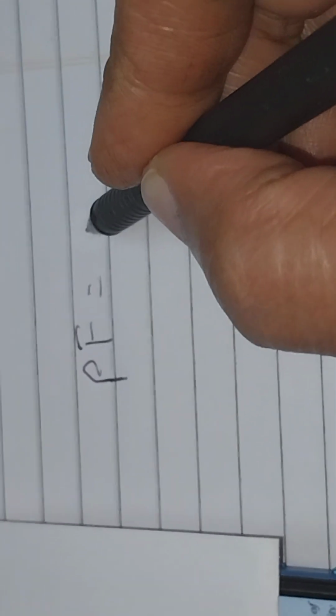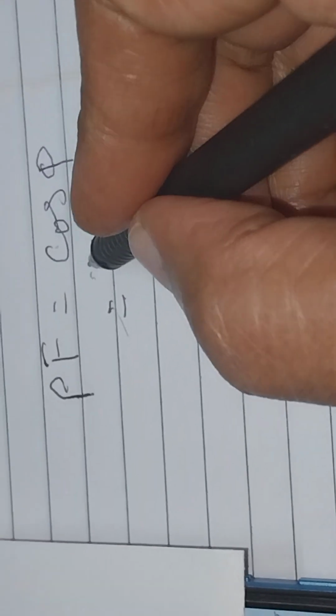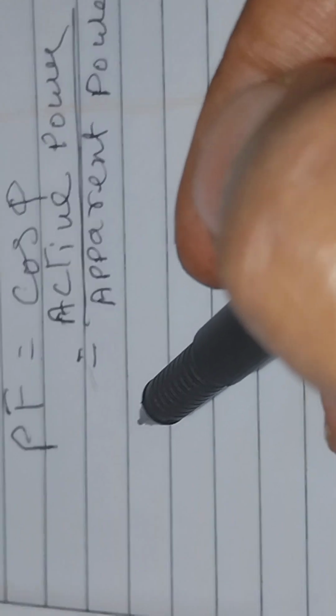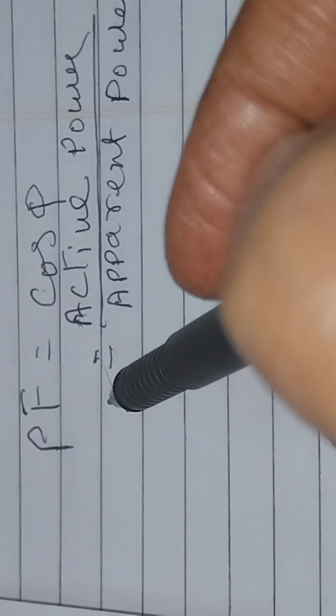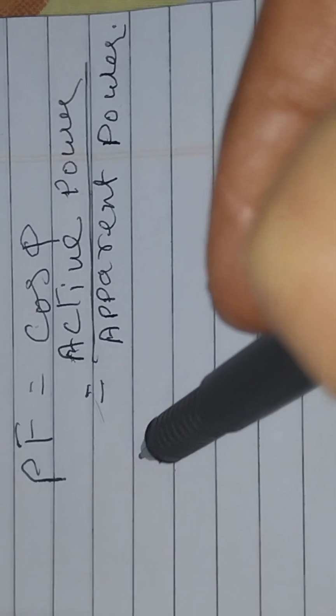Now power factor is indicated by cos phi. This is equal to active power by apparent power. Normally in an AC system, for all the loads, the ideal power factor is unity power factor. All loads are either leading or lagging.